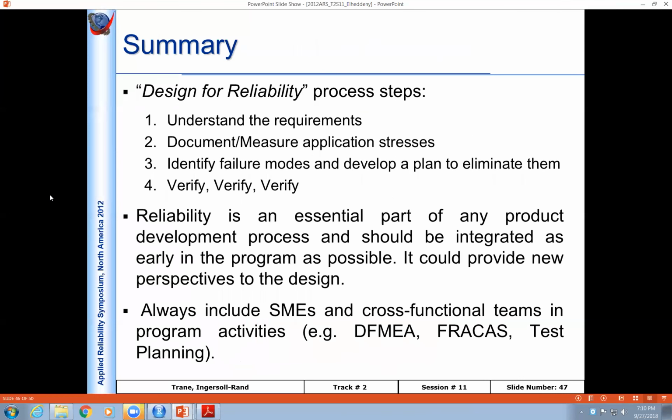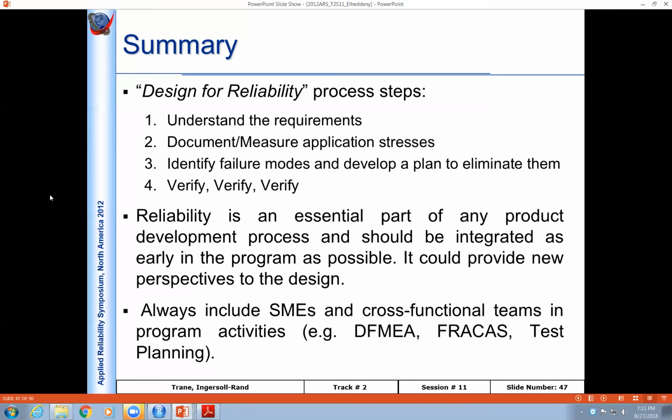So just a quick summary, four major steps, right? What the requirements are, what does the customer need? What are the applications, this is how your system is going to be used, what kind of failure modes are going to happen based on those application stresses. And verification, what are you going to do about it, improve the design and testing, okay? Very critical to have a reliability program for design groups or design companies. It does really help a lot.